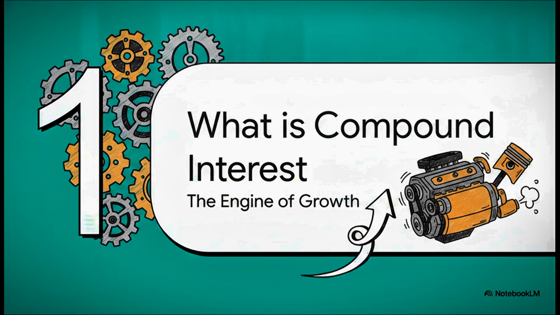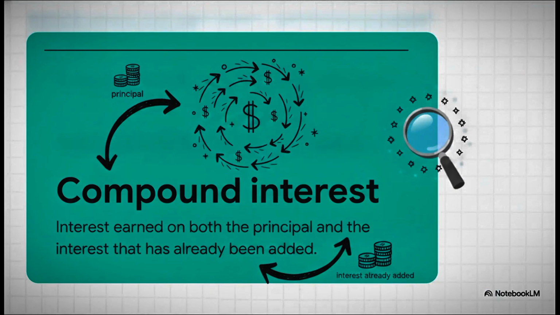Section 1, what is compound interest? The engine of growth. Okay, so here's the definition. Compound interest is basically interest earned on both the original amount of money, which we call the principal, and the interest that has already been added. The really crucial point here is that your growth is happening on two separate fronts at the exact same time.